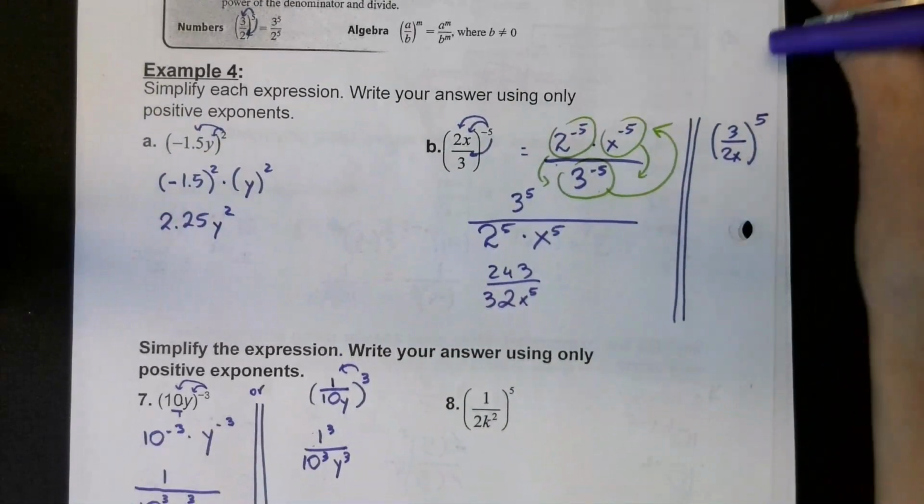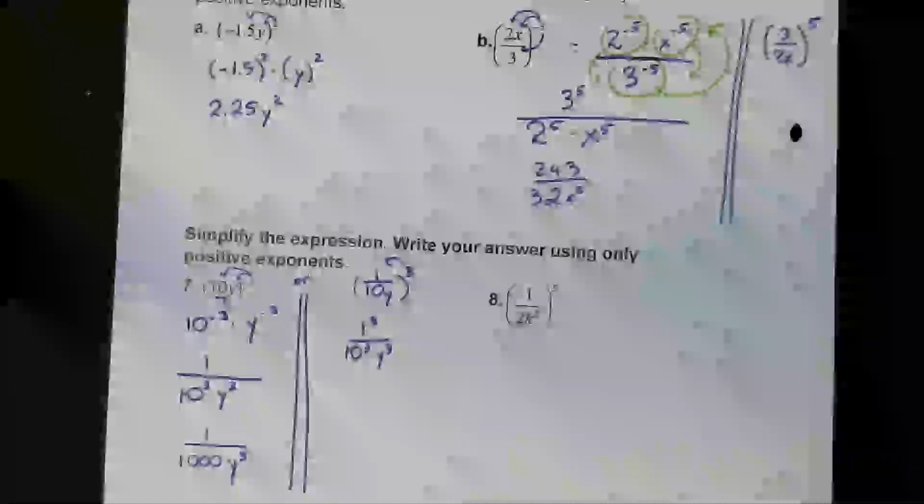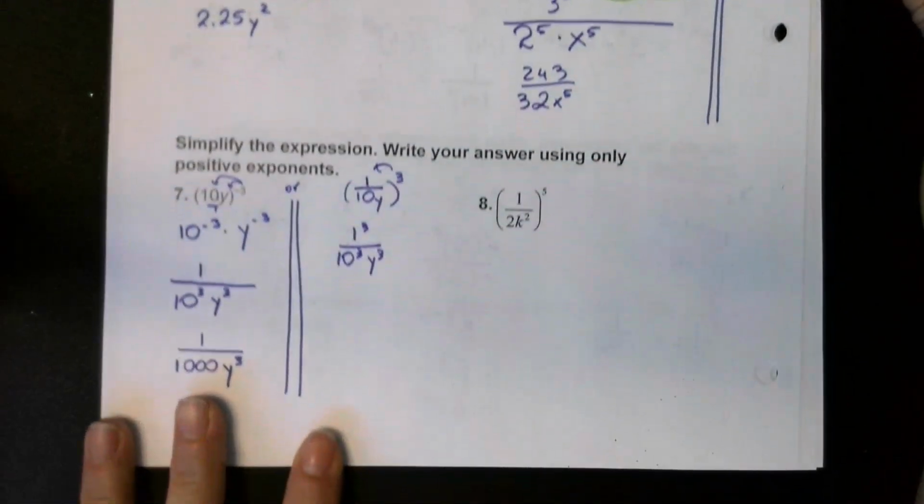Okay, you guys try number 8, and then we are done for today. So we have 1 over 2k squared, and this whole thing is being raised to the power of 2. Every problem is very unique, with different properties within one problem.